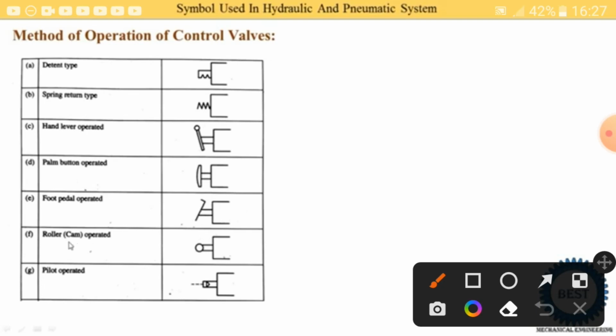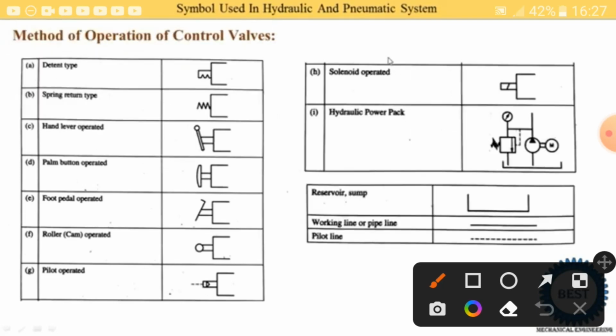Next one is the roller cam operated, so it is operated by using a cam mechanism. Next one is the pilot operated, meaning the oil is taken from the system and it is operated by using the oil. That's why the dotted line, a dash line, is drawn. Another type is the solenoid operated, meaning the directional control valve is operated by using a solenoid.